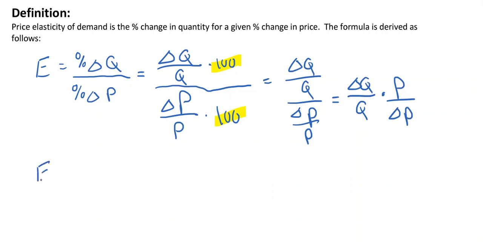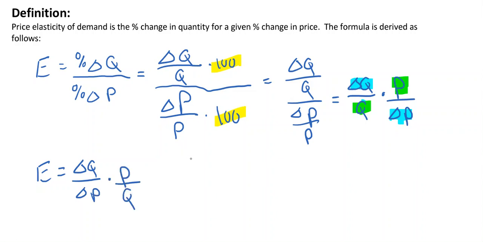And then just rearranging this a little bit so I can put the delta Q and the delta P over each other and putting the P over the Q, we will have delta Q over delta P times P over Q. Now, from an algebraic point of view, this would be the definition of elasticity.